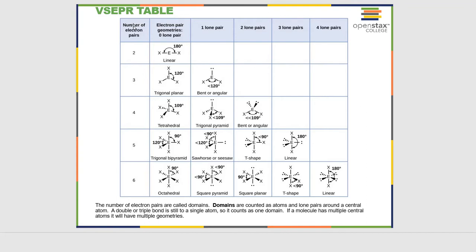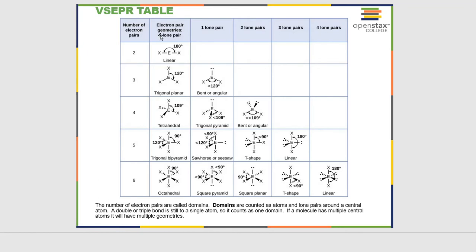Here, on one side of the table, we have number of electron pairs. So I would cross this out and call this domains. And here, you have number of lone pairs. Zero lone pair, one lone pair, two lone pair, three lone pair, four lone pair. So domains: 2, 3, 4, 5, 6; lone pairs: 1, 2, 3, 4. And you read this just like a table.